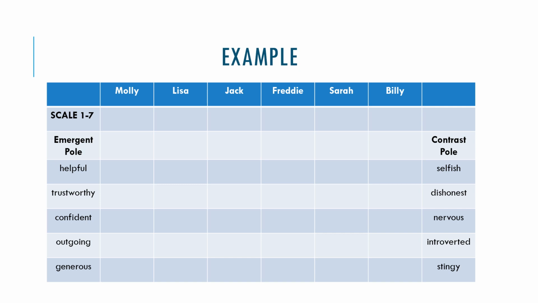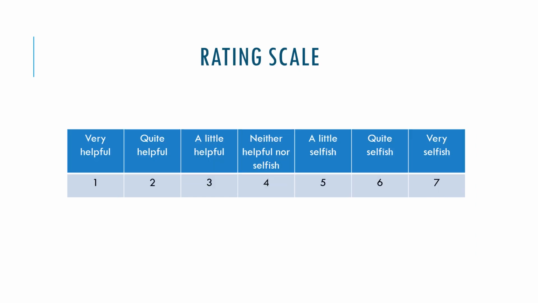The repertory grid is completed using the elements and constructs. The elements form the columns and the constructs create the rows. For each construct, the emergent pole is written on the left and the contrast pole is written on the right. And then using a scale of 1 to 7, the individual rates each element based on each construct, as demonstrated on the screen.